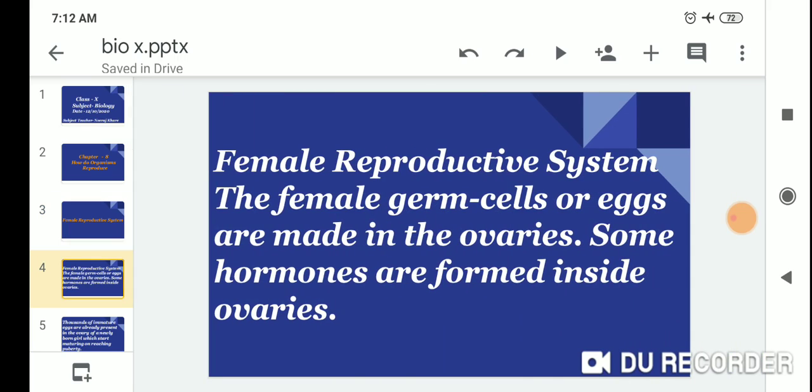In the female reproductive system, the female germ cells, the eggs, are made in the ovaries. Some hormones are also formed inside the ovaries.